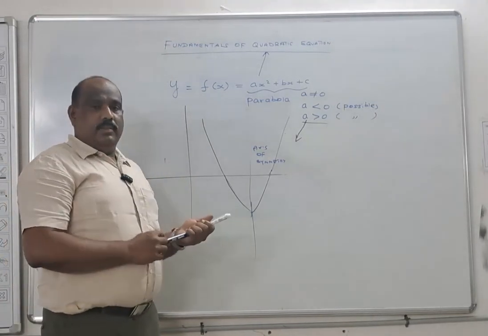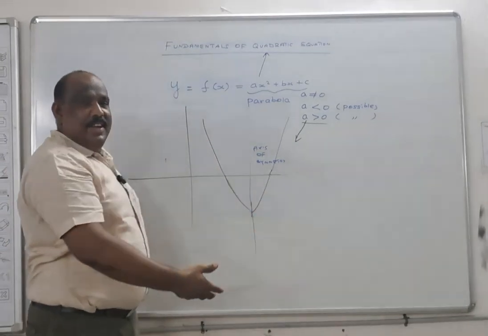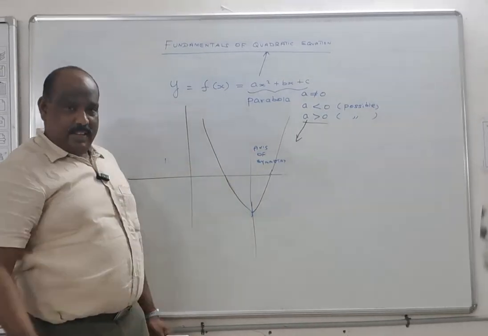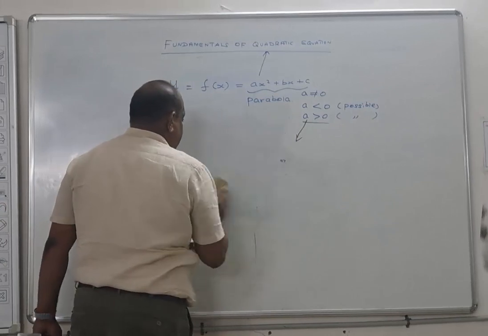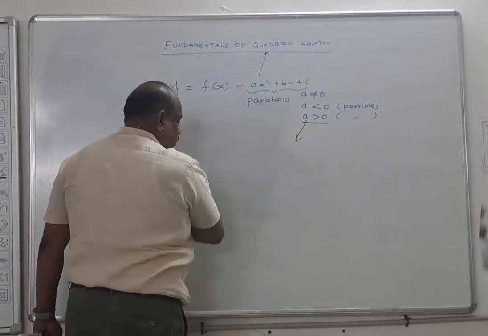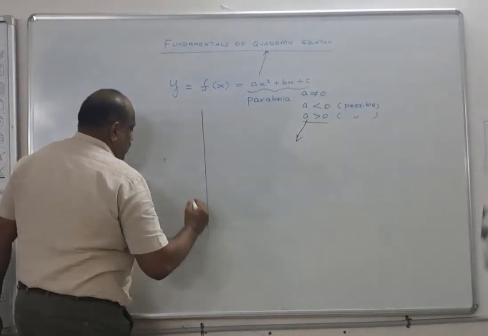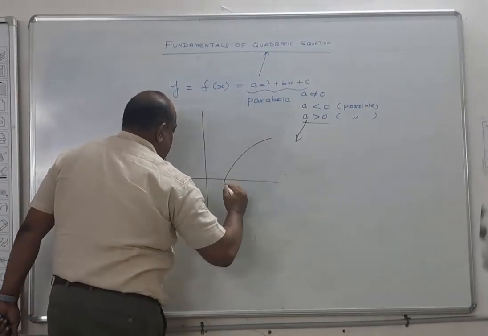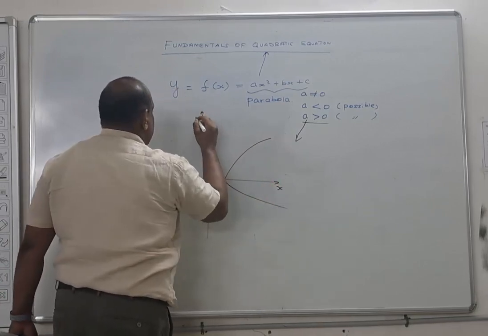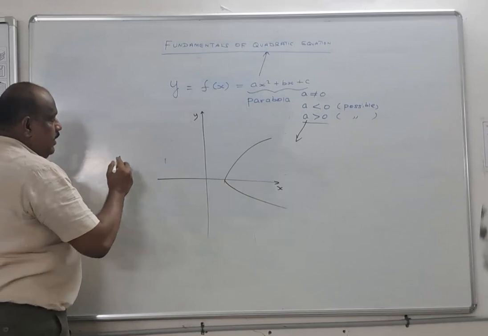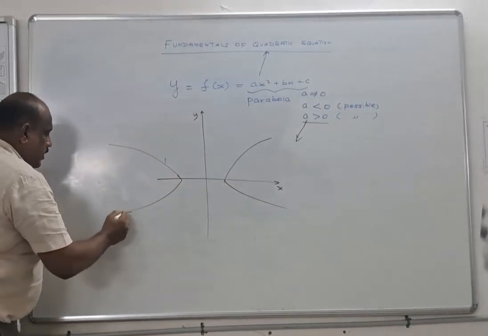Now there may be a question. Why should the graph always be either upwards or downwards? It can be right or left. Yes, you are right. It can also be in the right or left direction. So what is the graph you expect? It can be like this, isn't it? This is x, this is y. It can also be in this direction, isn't it?